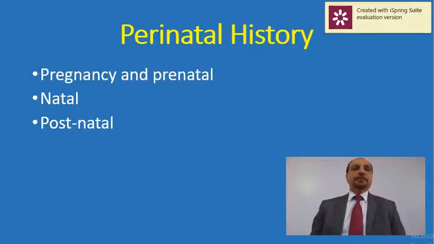So if the pregnancy was uneventful, he was born by normal vaginal delivery, full term, his birth weight 3 kg, cried immediately after birth, there was no admission to the hospital or to NICU, there was no postnatal jaundice or pallor or any problem, and he started to feed well from the first day. So perinatal history also is important.